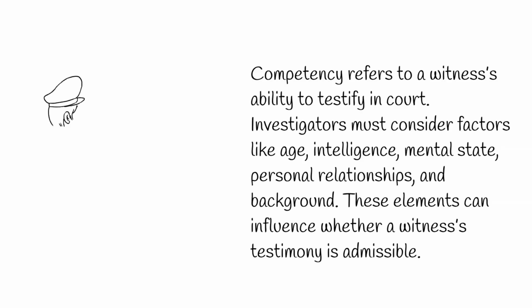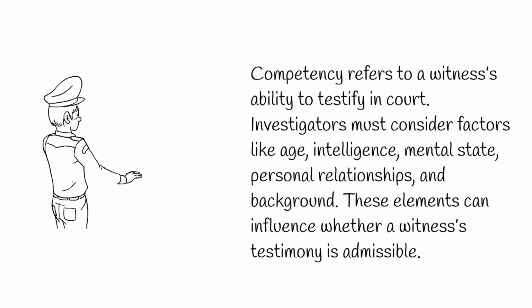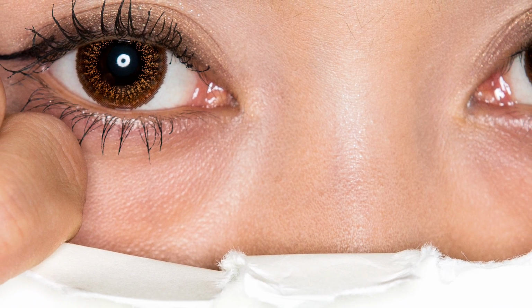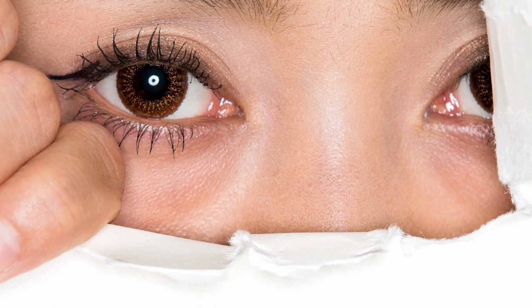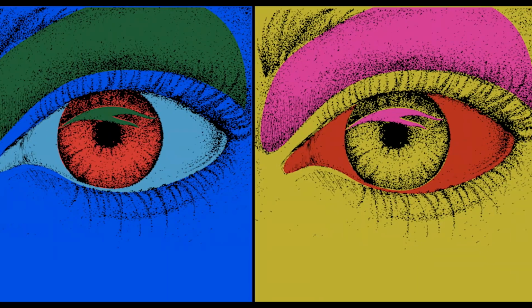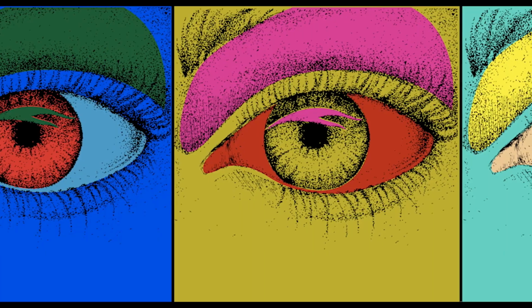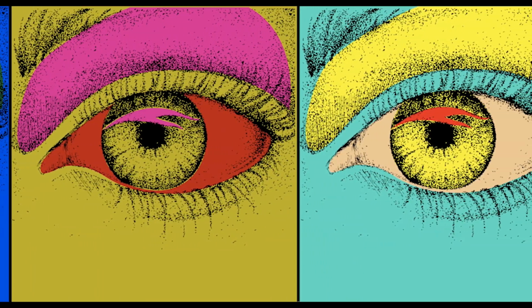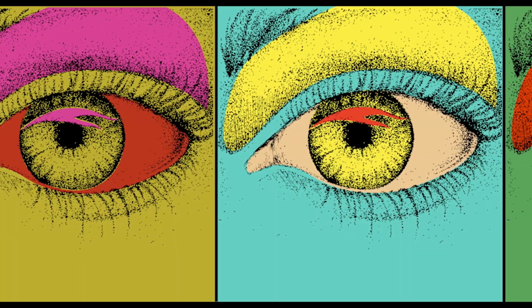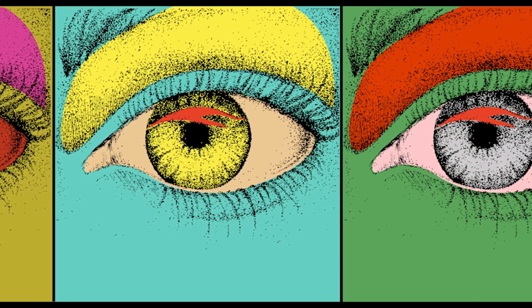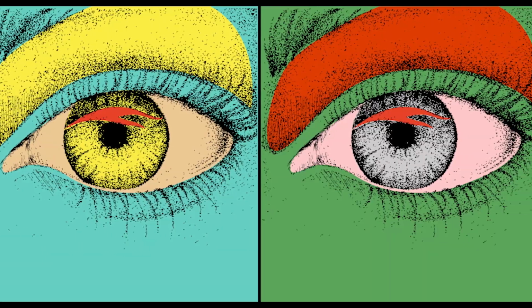Eyewitness testimony is heavily relied upon in investigations and trials, but research shows it is one of the most unreliable forms of evidence. Misidentifications by eyewitnesses contribute to more wrongful convictions than almost any other factor. Human perception is not perfect. Memory is selective and reconstructive, not a precise recording of events. Even witnesses with strong memories may unintentionally fill in gaps to create a coherent story, which can introduce errors.